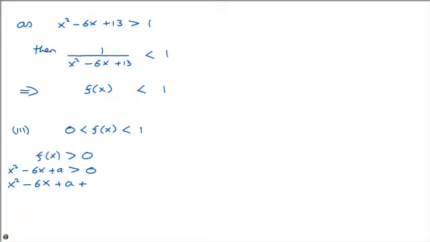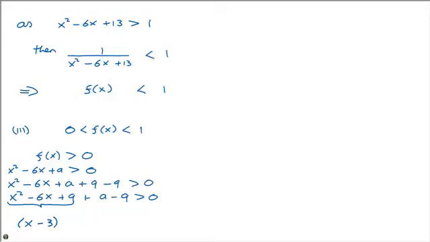So again, a little bit of trickery. I'd like a plus 9 in there, but if I put in a plus 9, I have to subtract 9. And the reason I want a plus 9 in there is because it allows me to complete the square again, like I've seen earlier on. So x minus 3 all squared, which is something positive, plus a minus 9.